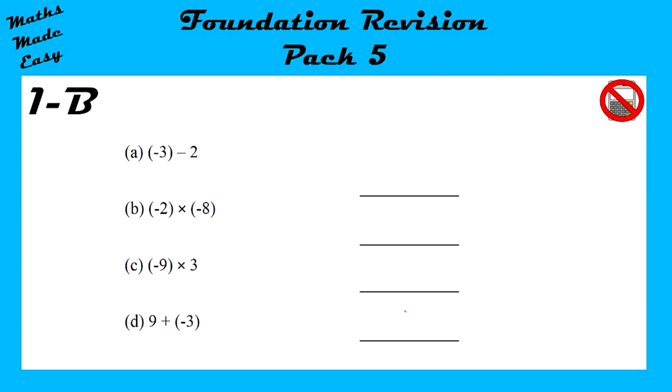1b. -3 take away 2 is -5. -2 times -8 is a positive 16. -9 times positive 3 is -27. And 9 add -3 is 6.